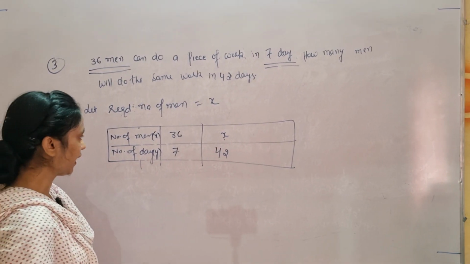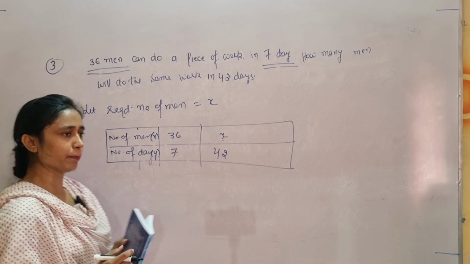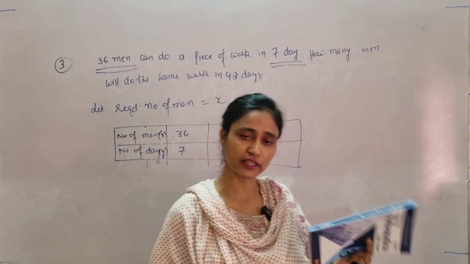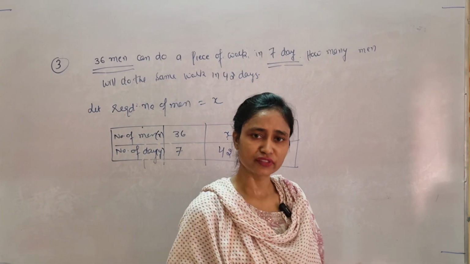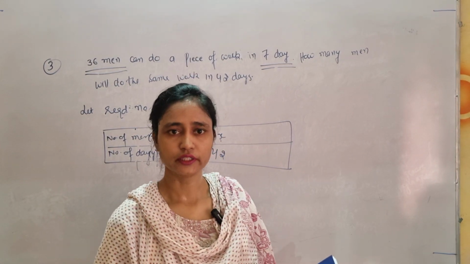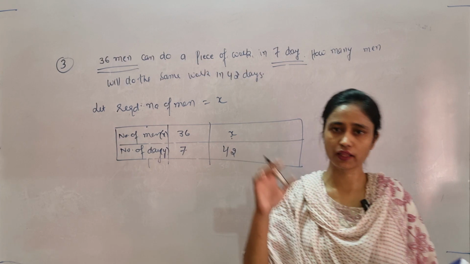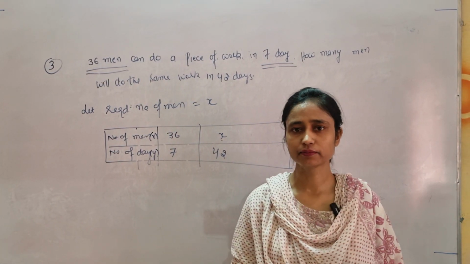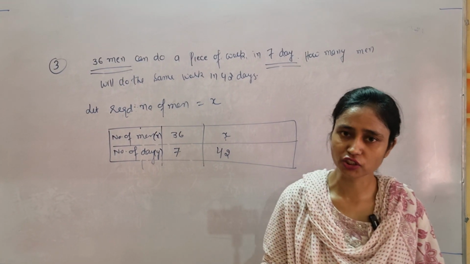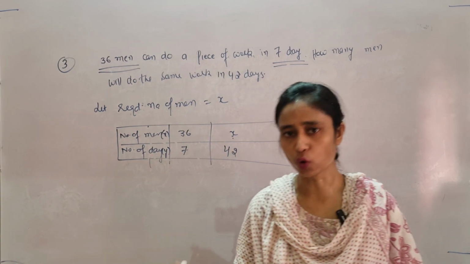So we know that if the number of men increases, they can finish that work in fewer days. If the number of men decreases, then they can finish that work in more days.